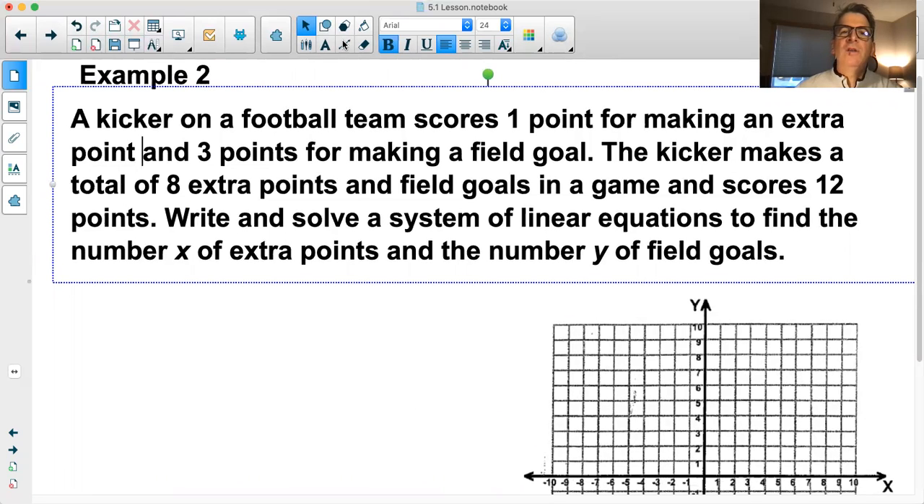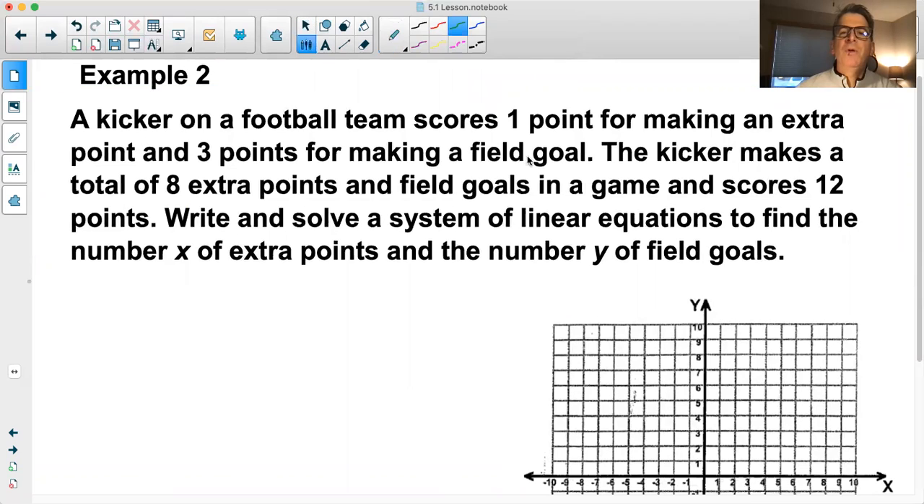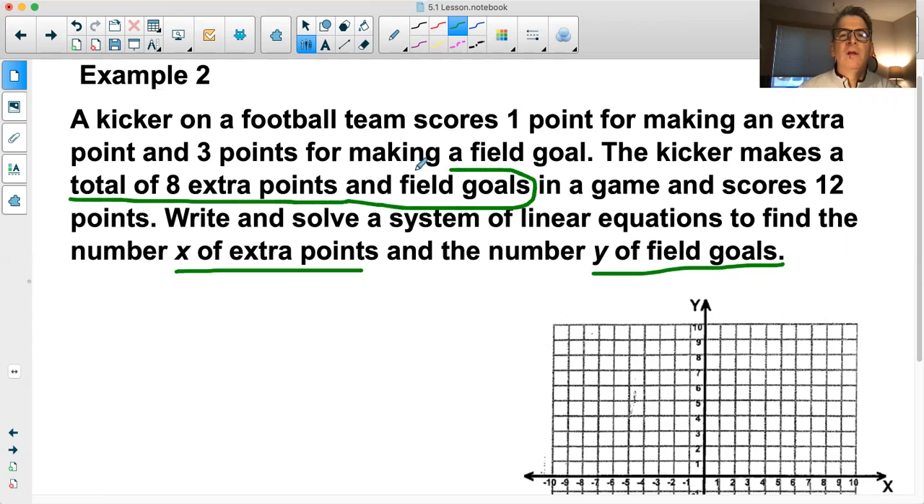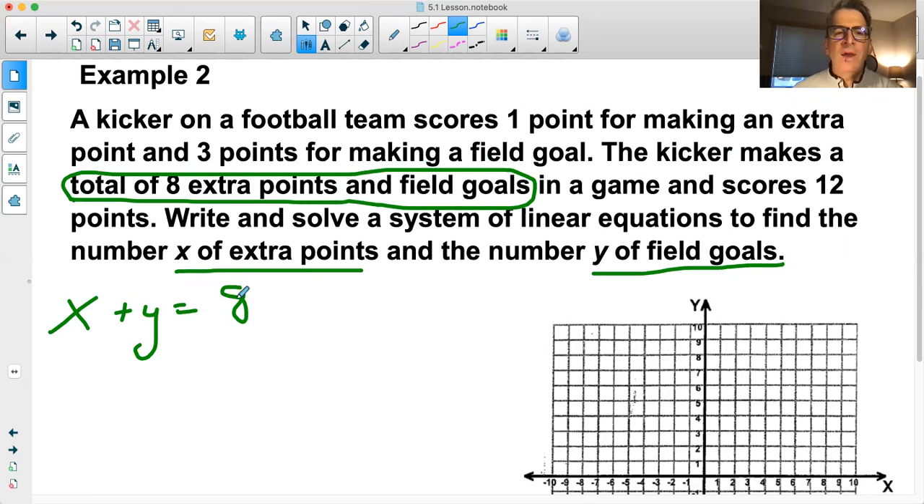Okay, so let's take a look at our keywords here. If we consider X as the extra points and Y as the field goals, it tells us right away that we have a total of 8 extra points and field goals. So this little statement right here is going to give me my first equation: X plus Y equals 8. We were told that if you add up the total number of extra points and the total number of field goals, you have 8 of them.